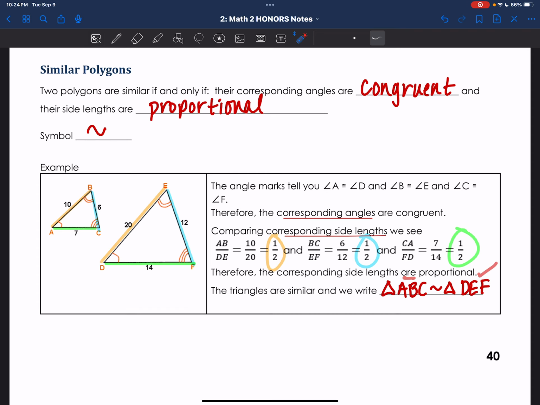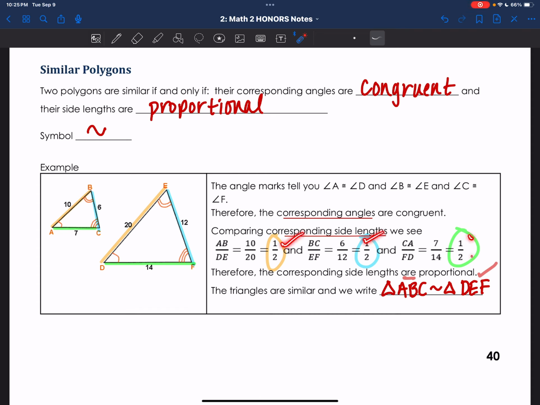So we're going to set up corresponding sides, and we have 10 over 20, which is what I put here, and if you simplify that, you get 1/2. So now let's look at other corresponding sides. We said BC and EF, 6 over 12, which is 1/2. So far so good, but all sides need to be proportional. So let's look. CA over FD, we said 7 over 14 is 1/2.